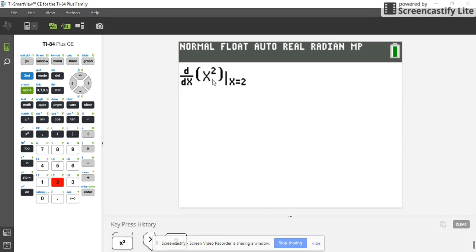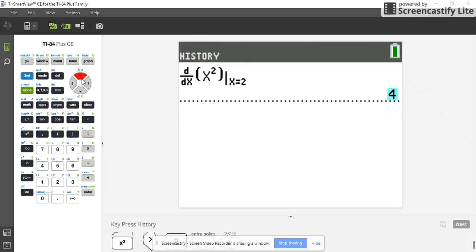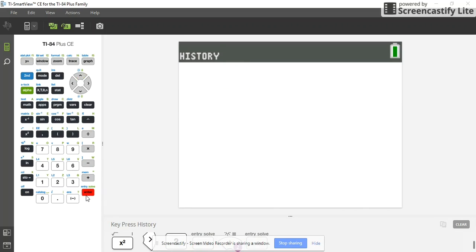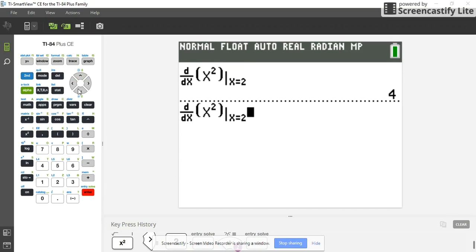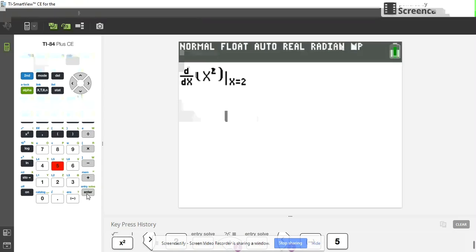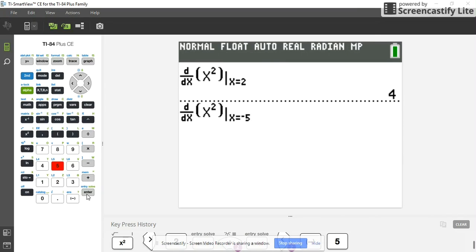We already know what the answer is because x squared's derivative is 2x, and when we plug 2 into that, we get 4. So when we hit enter, lo and behold, there's our 4. And I'm going to scroll up, and I'm just going to hit enter on the function again, and now I can copy it. Let's say that we wanted the derivative at x equals -5. Well, we can type in -5. And again, we know the derivative in general is 2x, so 2 times -5 will give us -10. And when we hit enter, we get that -10.